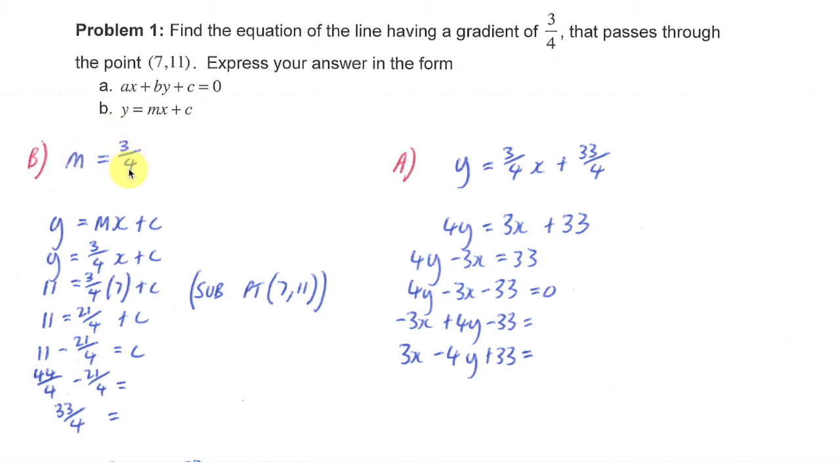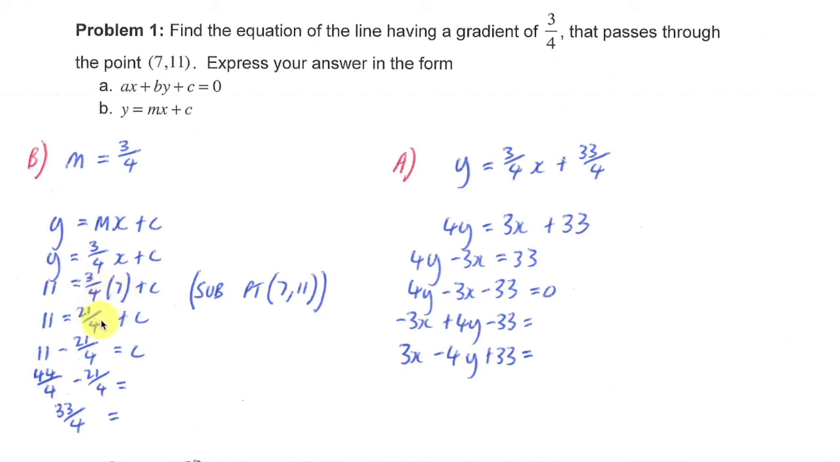So the gradient is 3/4. The equation of a straight line, y equals mx plus c. I've got m equaling 3/4, but as you can see here, I don't know what c is. I'm now going to sub the point 7, 11 into this equation, and that will allow me to work out what c is. So you can see I've just made y equal 11 and x equaling 7.